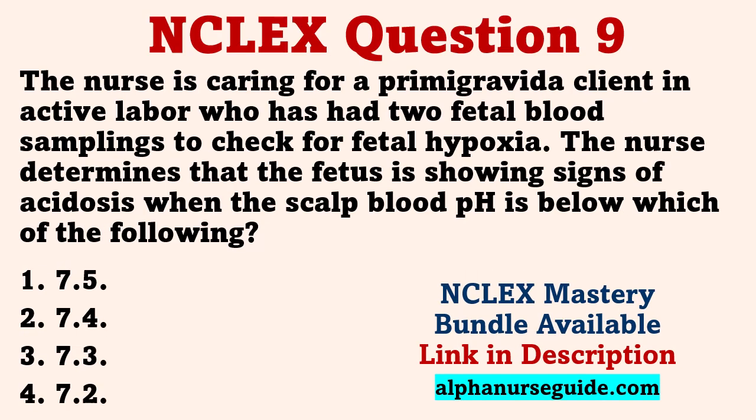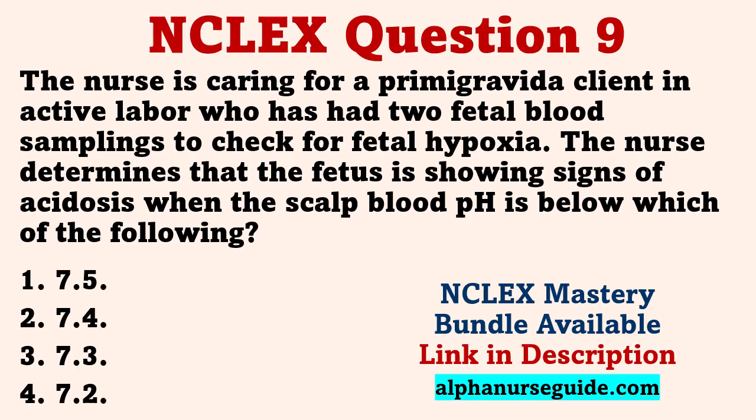The nurse is caring for a primagravida client in active labor who has had 2 fetal blood samplings to check for fetal hypoxia. The nurse determines that the fetus is showing signs of acidosis when the scalp blood pH is below which of the following? 1. 7.5. 2. 7.4. 3. 7.3. 4. 7.2.